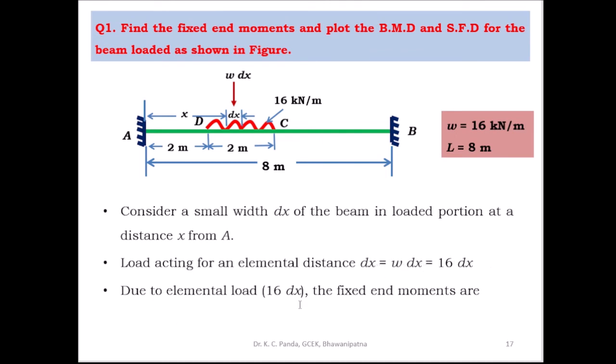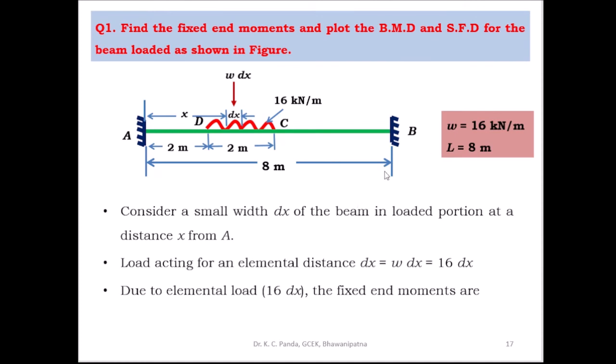Load acting on an elemental distance dx is equal to W into dx, 16 into dx. So due to this elemental load, you have to find out the fixed end moments. So here also you have to take the simply supported condition, and you have to draw the free bending moment diagram. Then you have to find out the fixed bending moment by taking this elemental load, then by integrating from 2 to 4, because here the load is present from after 2 meter, and that is having up to 4 meter. So you have to take the integration limit here 2 to 4, then you can find out the fixed end moments at A and B, MA and MB.